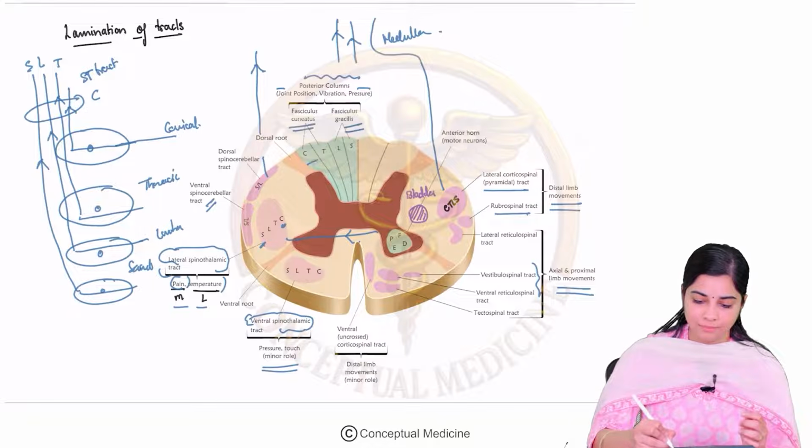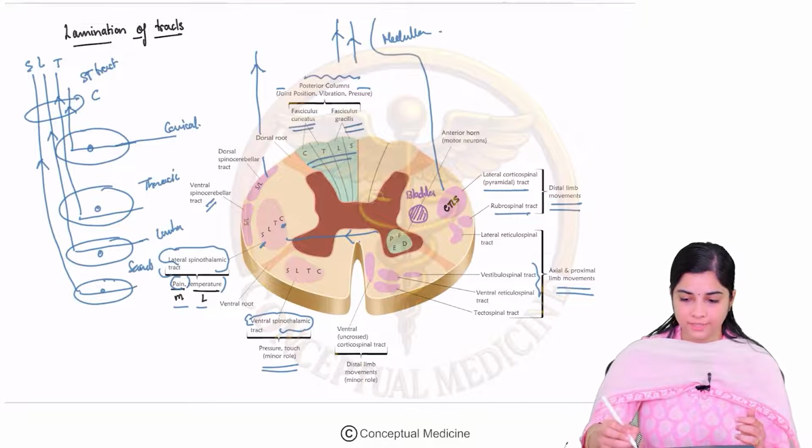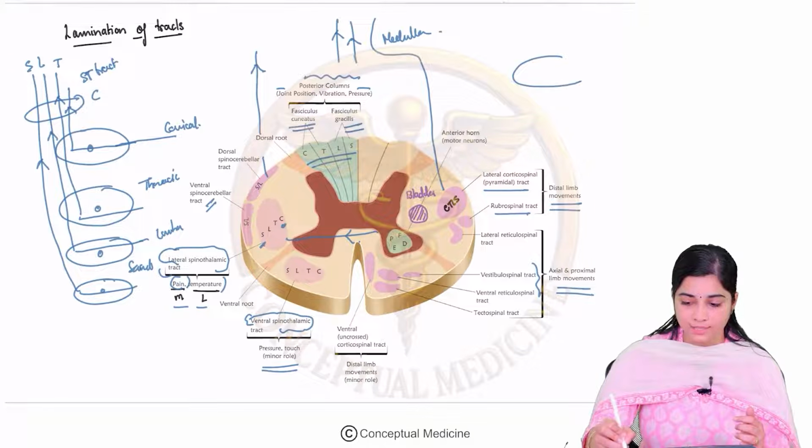But let us look at the posterior column. How are the posterior column sensations slightly different? Because here there is no crossing over.